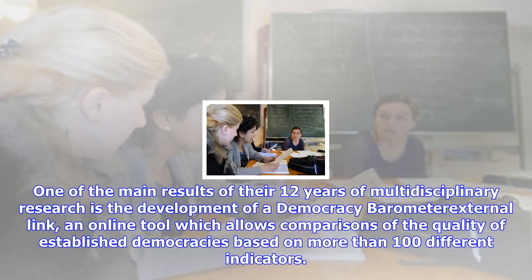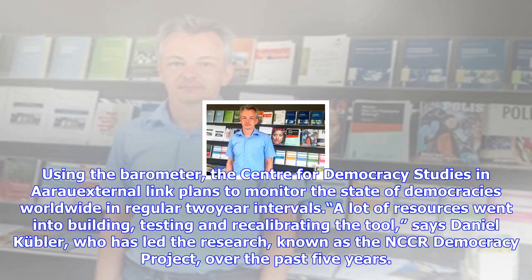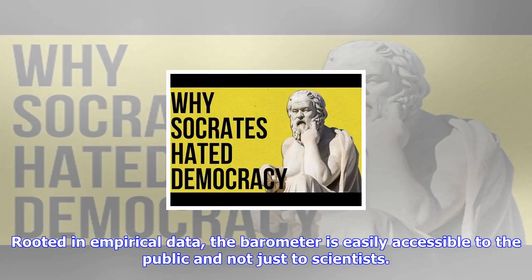One of the main results of their 12 years of multidisciplinary research is the development of a democracy barometer, an online tool which allows comparisons of the quality of established democracies based on more than 100 different indicators. Using the barometer, the Center for Democracy Studies in Aarau plans to monitor the state of democracies worldwide in regular 2-year intervals. A lot of resources went into building, testing and recalibrating the tool, says Daniel Kubler, who has led the research, known as the NCCR Democracy Project, over the past 5 years.